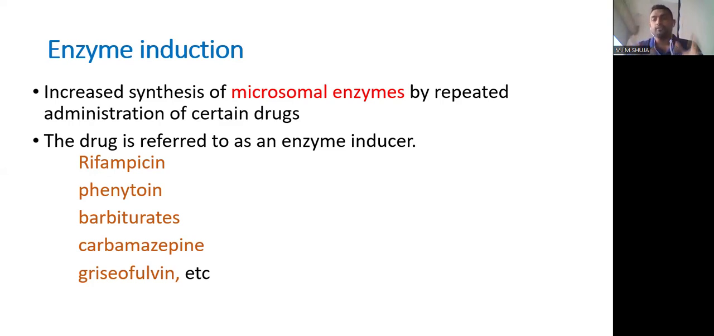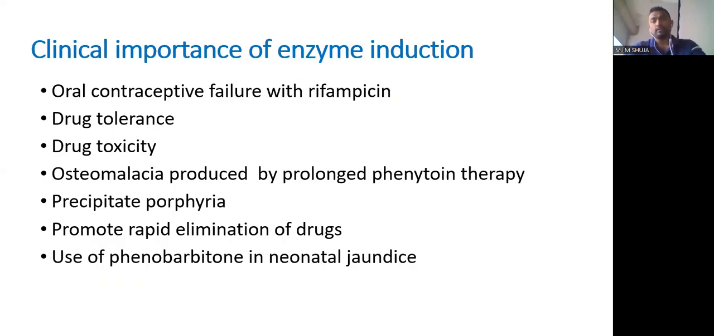And you should know a few examples of that. Like rifampicin, phenytoin, barbiturates and carbamazepine are mainly enzyme inducers. So when you give these drugs with other drugs, the other drugs' metabolism is increased, so the effect is reduced. There are a few clinical importances of enzyme induction. They commonly ask in the exam.